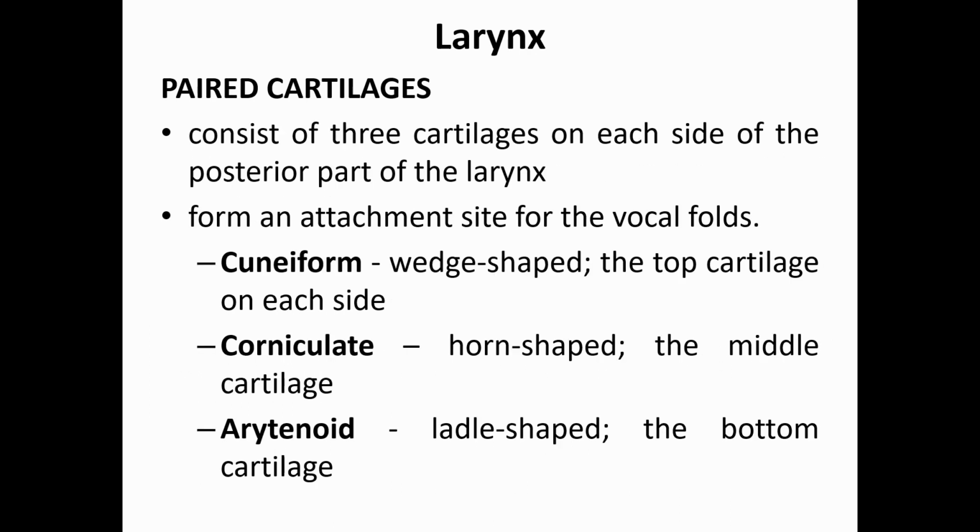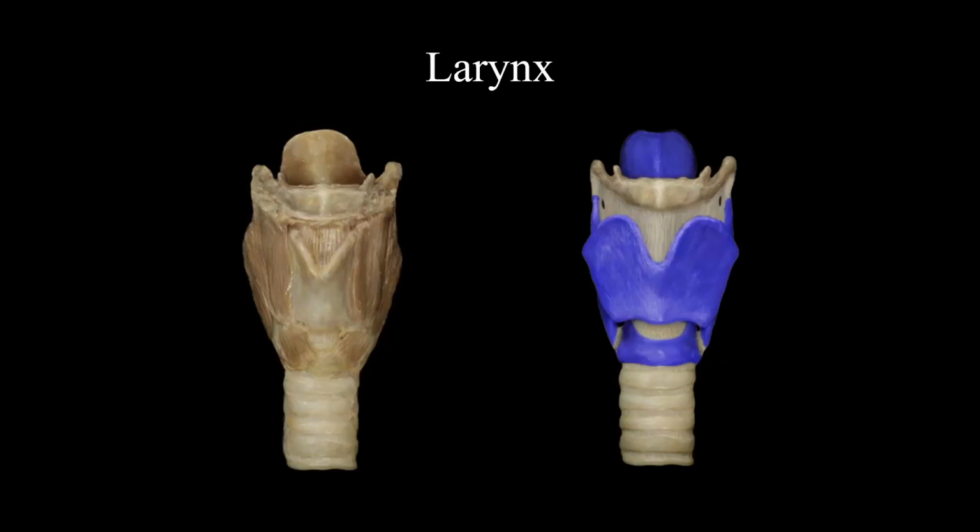Next, you have your paired cartilages. This consists of 3 cartilages on each side of the posterior part of the larynx. It forms an attachment site for the vocal folds. You have your cuneiform, your corniculate, and arytenoid. So your cuneiform is wedge-shaped, the top cartilage on each side. You have your corniculate, which is horn-shaped, the middle cartilage, and you have your arytenoid, which is ladle-shaped, the bottom cartilage. So this is the isolated view of our larynx.